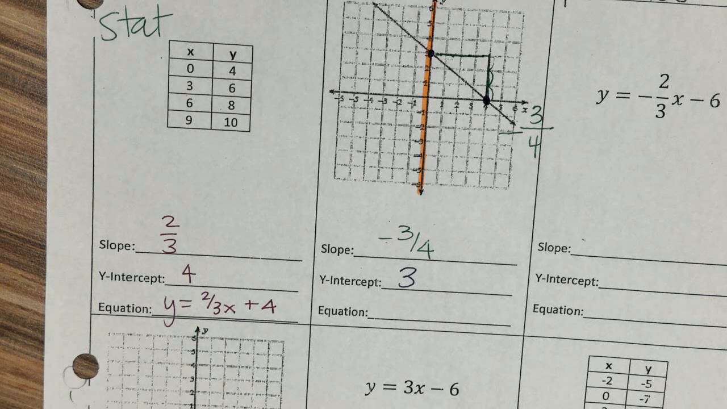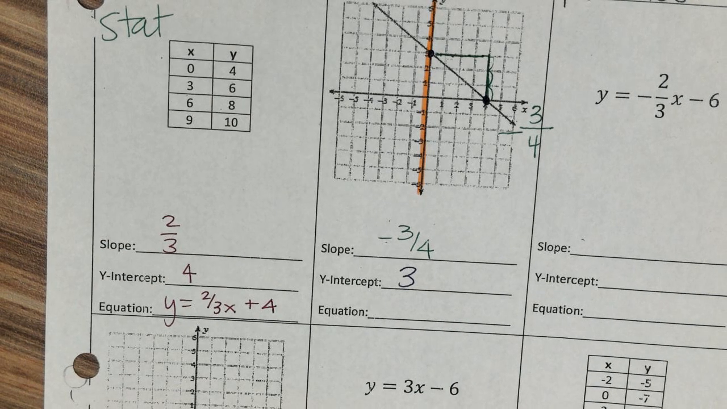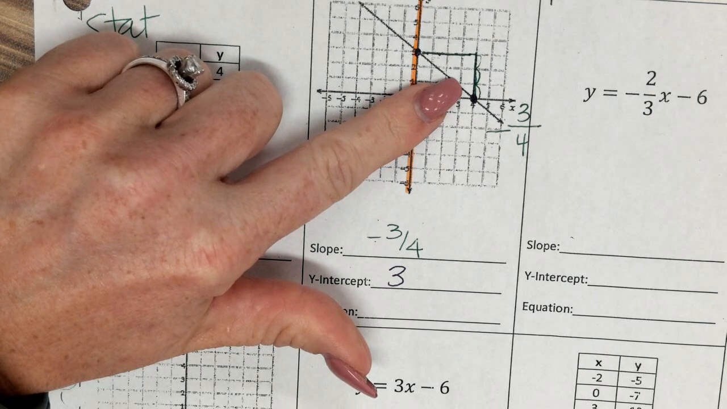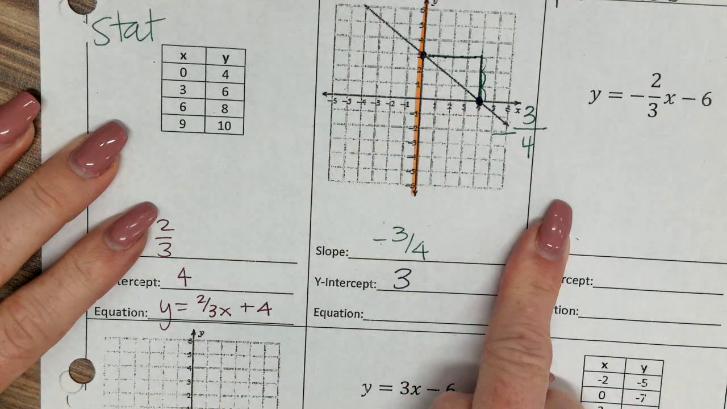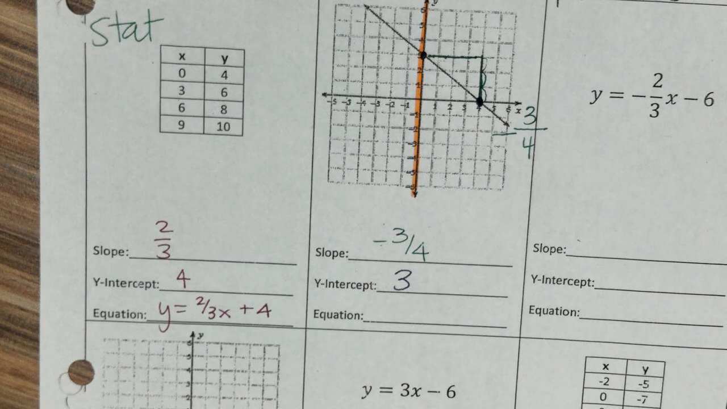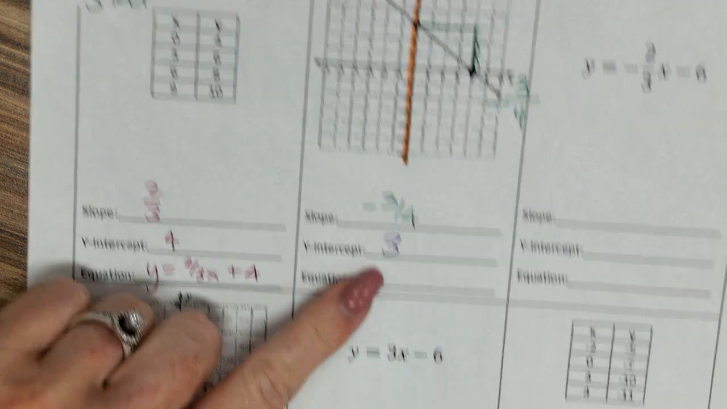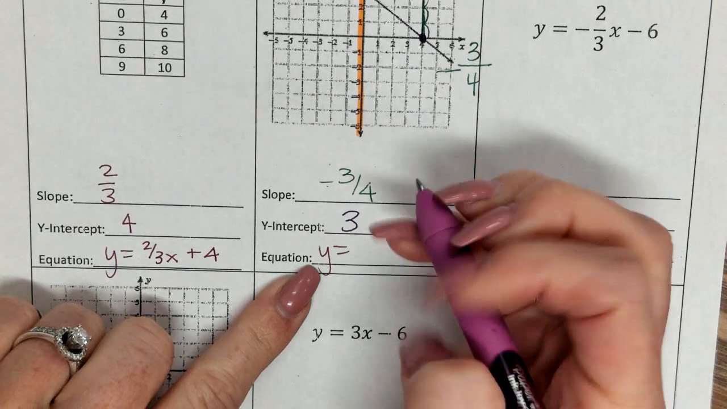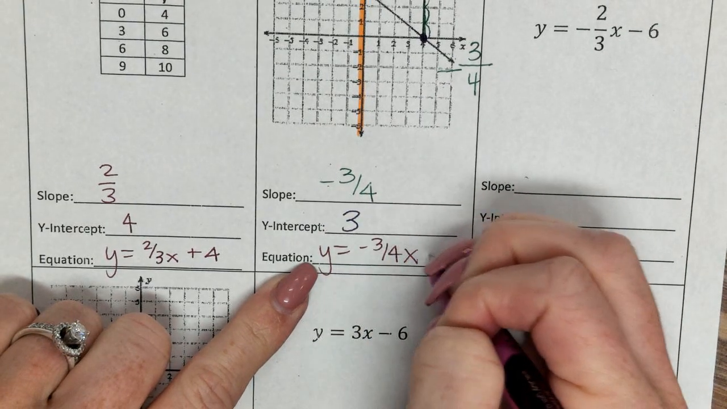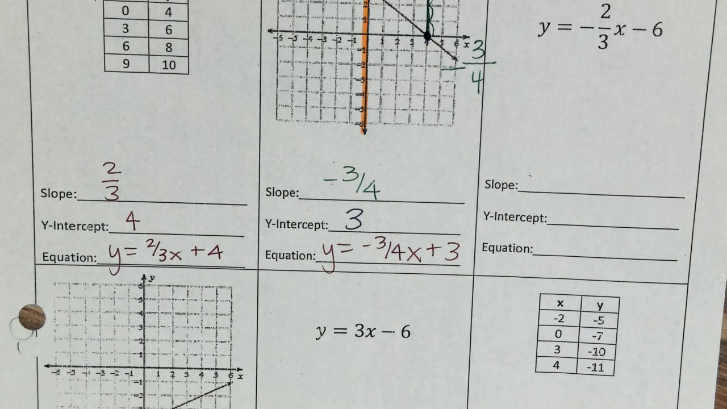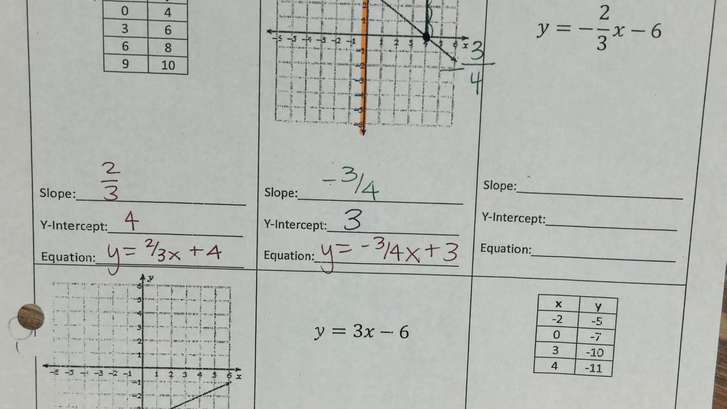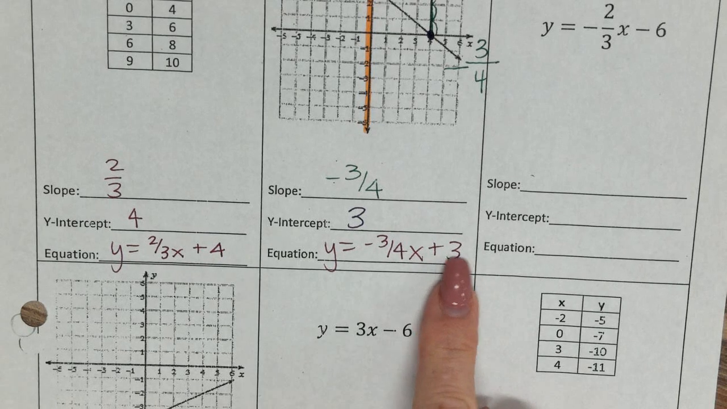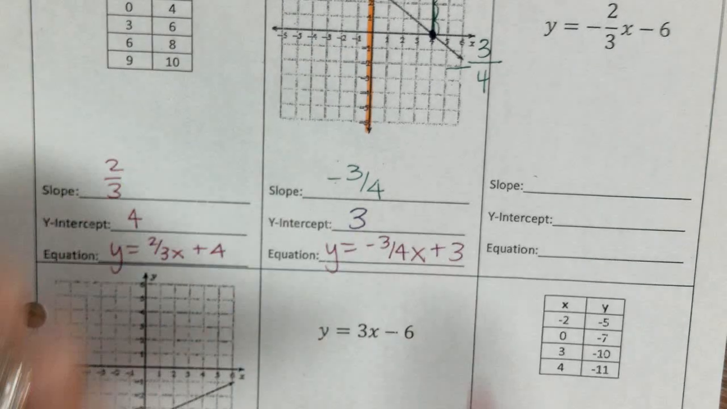So you choose if you want to use stat or rise over run. Rise over run is more risky because you might forget the negative sign if it's going down. But it is super easy just to count a rise and a run. Okay, now let's write the equation. y equals negative 3/4 x plus 3. That's the negative slope. The only reason this one would have a negative is if it's touching the y-axis below 0.